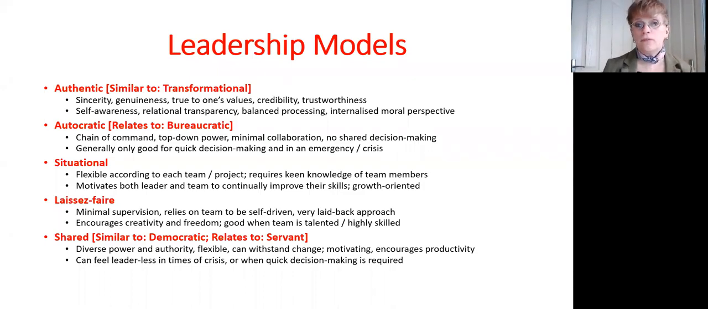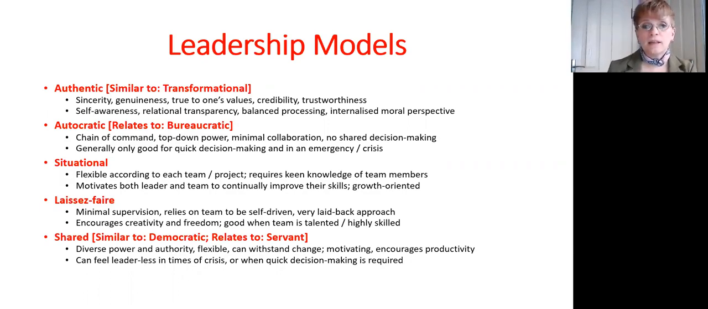Shared leadership is diverse power and authority, so really opposite to autocratic as well. It can withstand change. It's very flexible because it doesn't rely so heavily on one person. So even if the leader isn't there that day, the team continues to function exactly as they do. The leader provides leadership, but it's also shared and dispersed. And sometimes there isn't even an identified leader. It's a team that can collaborate well.